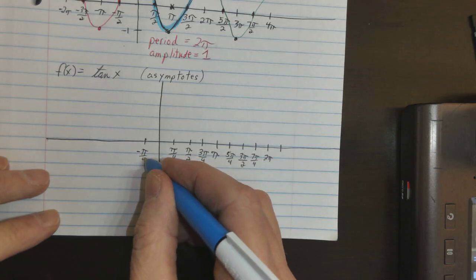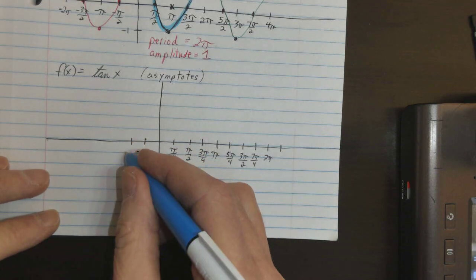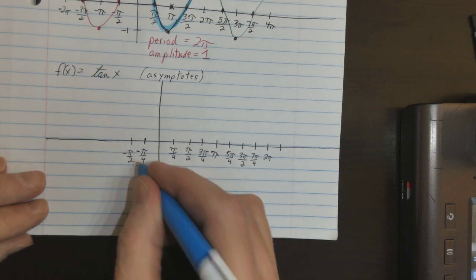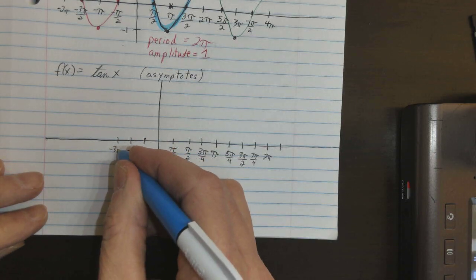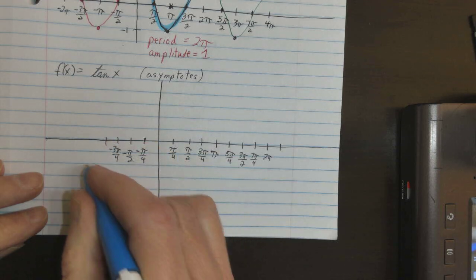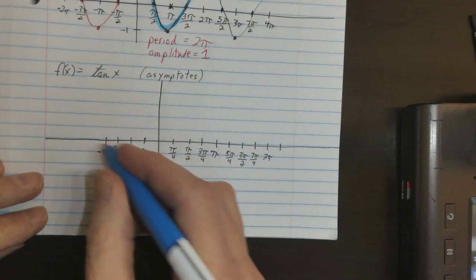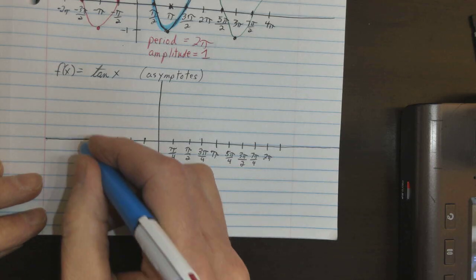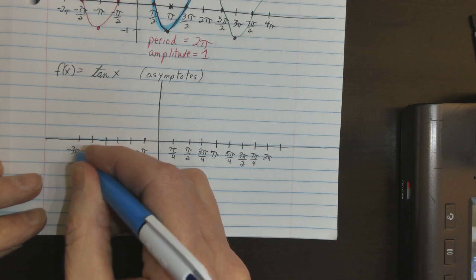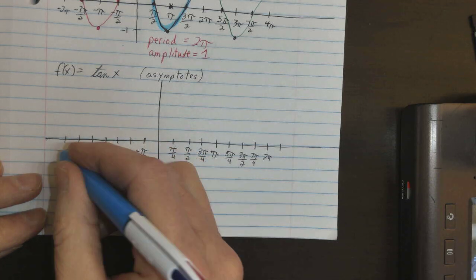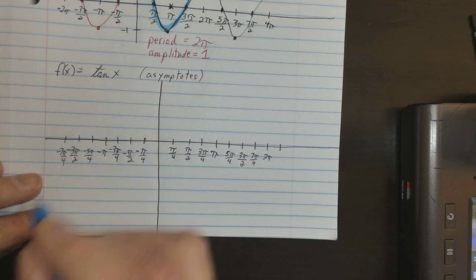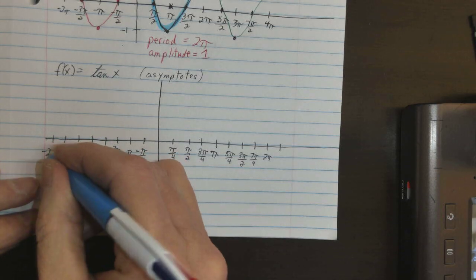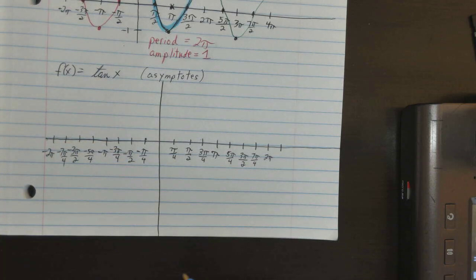Negative pi over 4, negative pi over 2, negative 3 pi over 4, negative 4 pi over 4, which is negative pi, negative 5 pi over 4, negative 6 pi over 4, which is negative 3 pi over 2, negative 7 pi over 4, I may not do this many, or negative 2 pi. All right. Now, where's that? Okay.